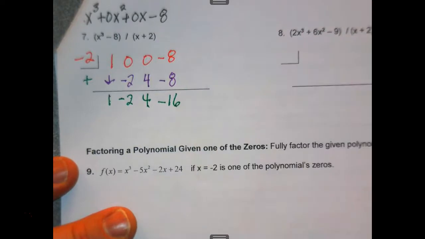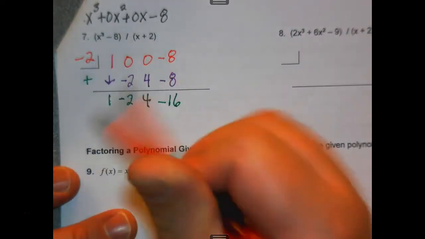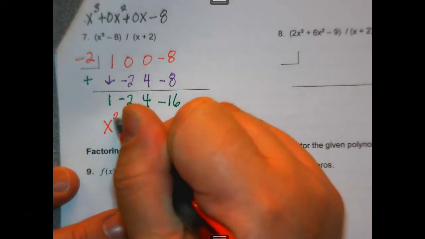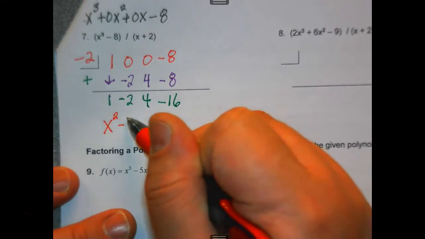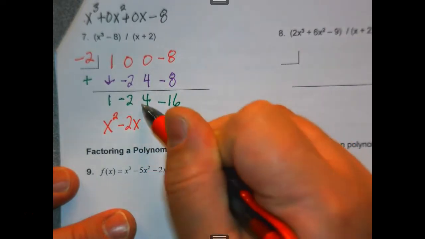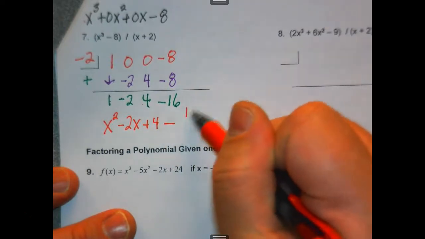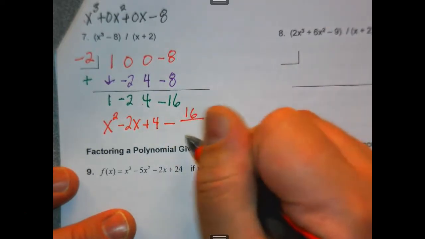Negative 16. So my answer is, I started with x cubed, so I divide it out in x. I get x squared minus 2x plus 4. My remainder, negative 16 over x plus 2.